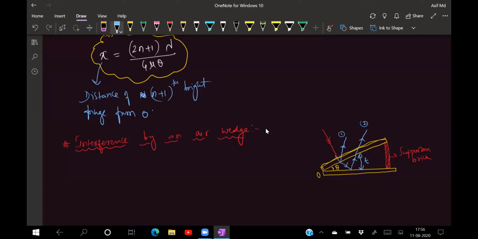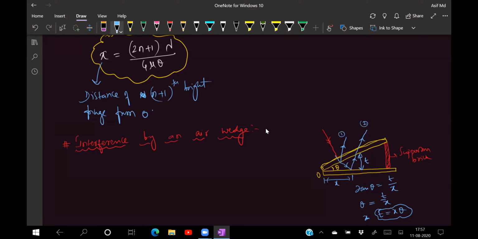Again, tan theta will be equal to t by this point, say for example, x. So tan theta is equal to t by x. Theta is very small, so theta is equal to t by x. So x value will be equal to how much for me? The thickness t I can write as x into theta. So the distance between the two wedges, whatever I'm taking, is x into theta.